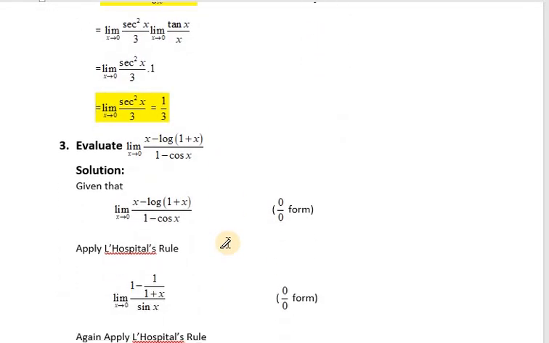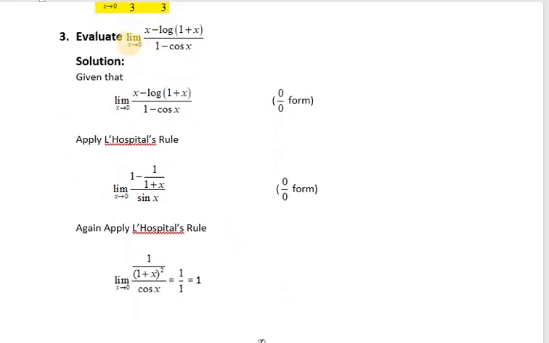One more problem we will work out in 0 by 0 form. Evaluate limit x tends to 0 of x minus log of 1 plus x by 1 minus cos x. See here, limit x tends to 0 of x minus log of 1 plus x by 1 minus cos x is again 0 by 0 form. Now directly we can apply L'Hopital's rule, that is the derivative of x is 1 and derivative of log x is 1 by x, and derivative of 1 minus cos x is sin x.